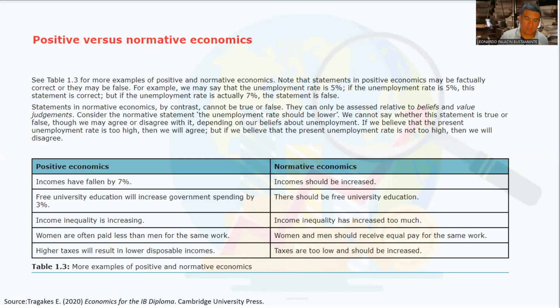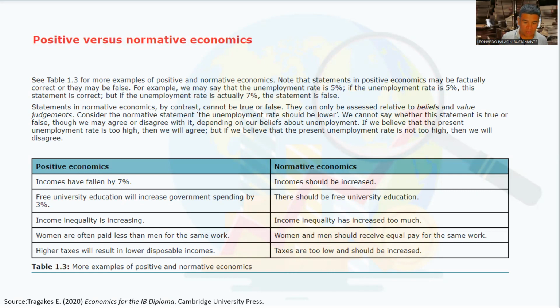Consider the normative statement: the unemployment rate should be lower. We cannot say whether this statement is true or false, though we may agree or disagree with it, depending on our beliefs about unemployment. If we believe that the present unemployment rate is too high, then we will agree. But if we believe that the present unemployment rate is not too high, then we will disagree. So here you have in table 1.3, both types of economics, positive and normative.